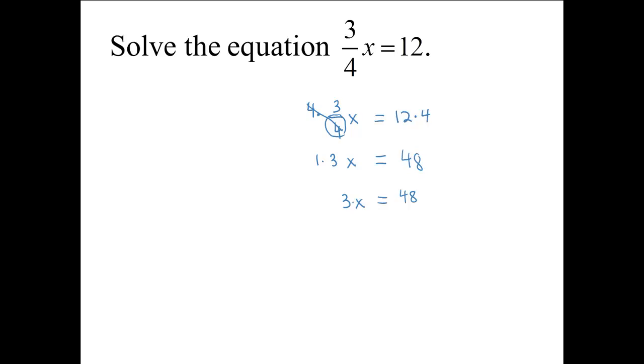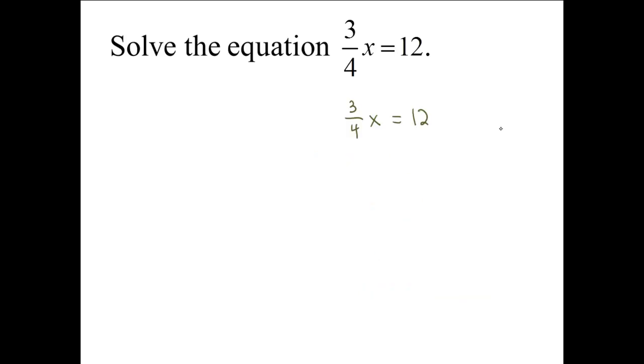Secondly, we undo multiplication by 3 through the inverse of multiplying, which is division. We will divide both sides by 3. 3 divided by 3 is 1. 1 times x, or more simply x. And 48 divided by 3 is 16. So our solution is x equals 16.